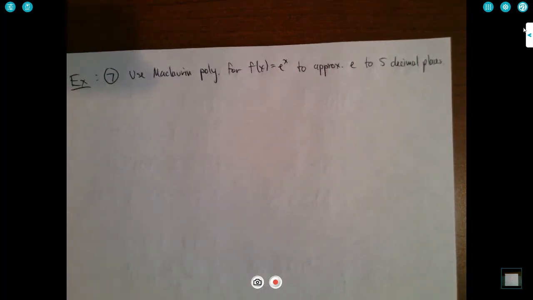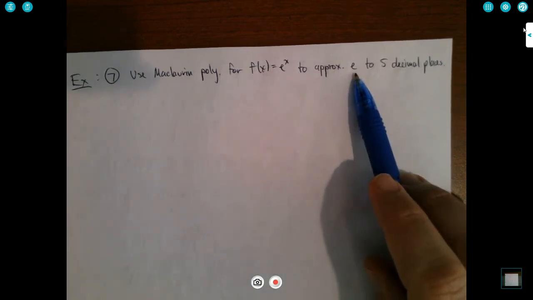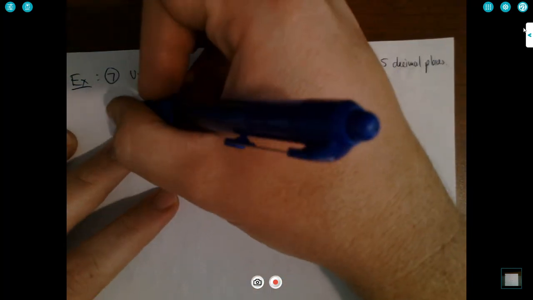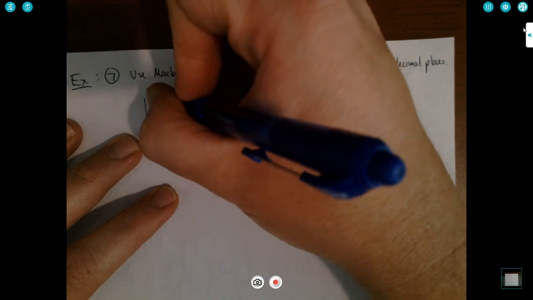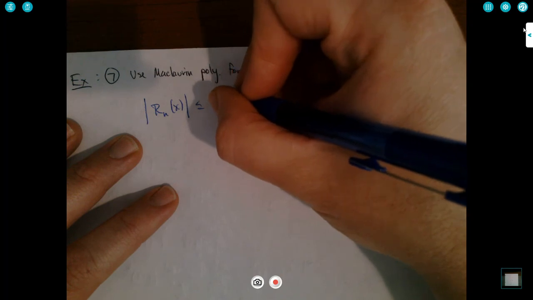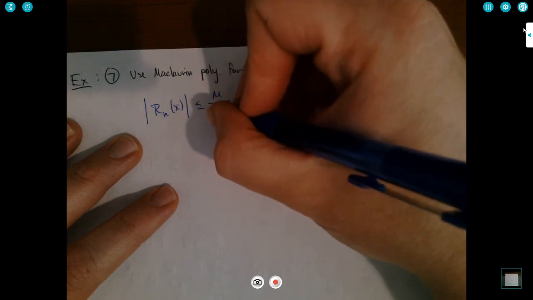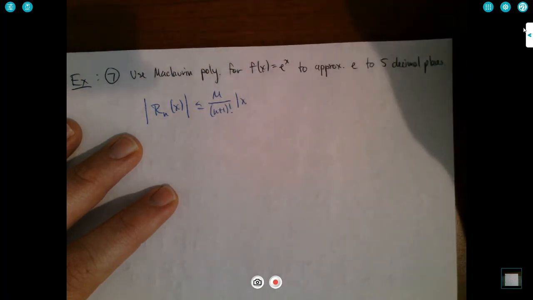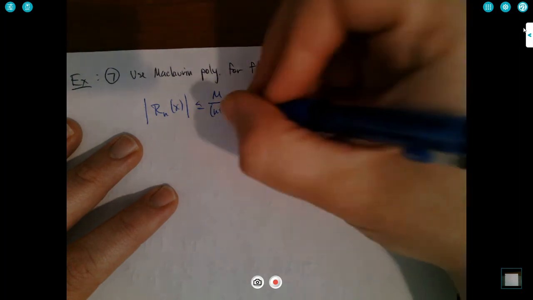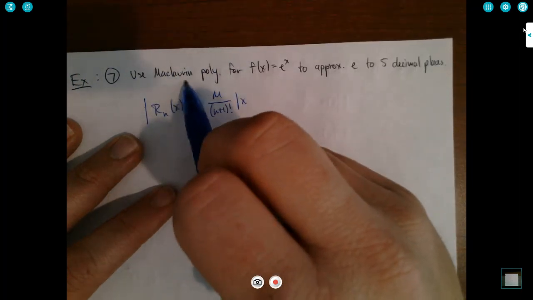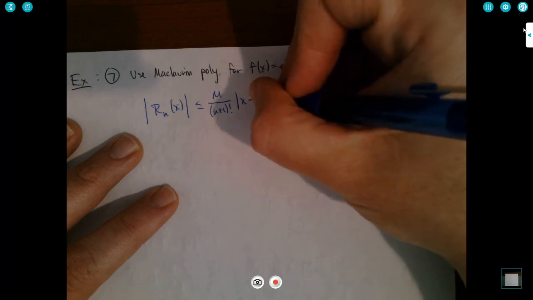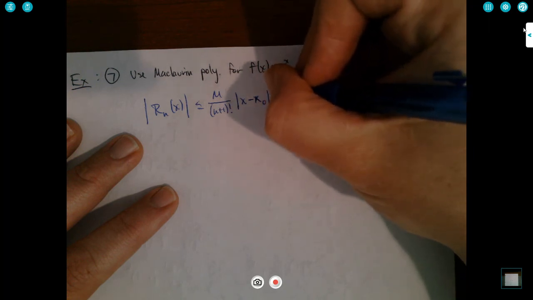Well, first of all, if we want to approximate e to 5 decimal places, then we want the remainder, which, by the way, is less than or equal to M over n plus 1 factorial times the absolute value of x minus x naught. Well, in this case, since this is a Maclaurin polynomial, x naught is 0. Maybe I'll just write out the whole thing, to the n plus 1.